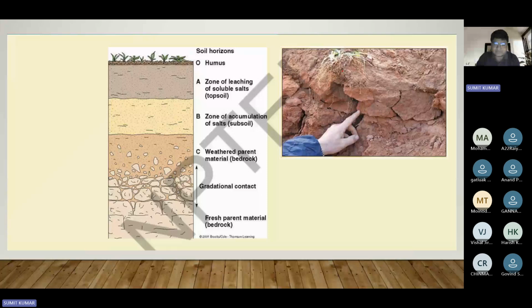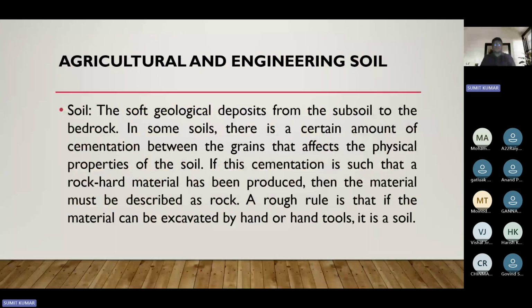Now over here the zone of accumulation of salt is variable, whether weathered parent material or bedrock is variable, and the gradation contact and the fresh parent material is shown. Okay. Now, moving forward, we see that soil is the soft geological deposit from the subsoil to the bedrock.